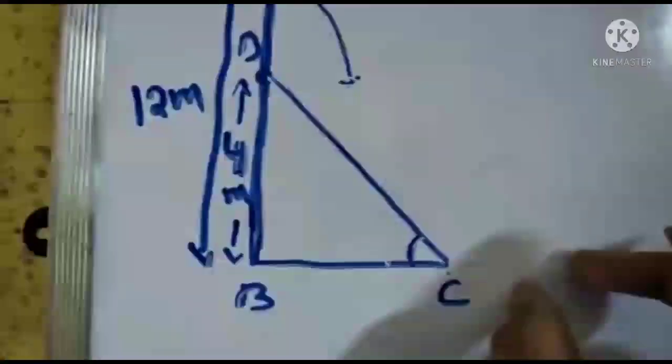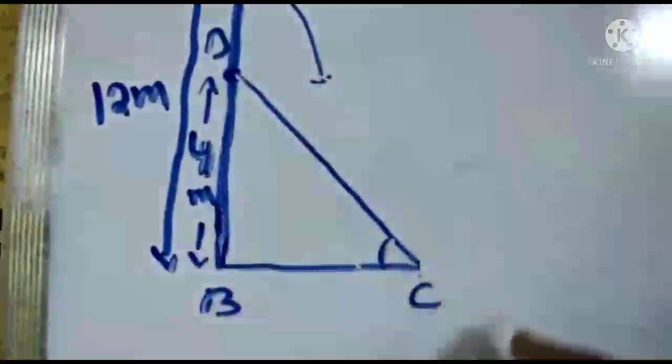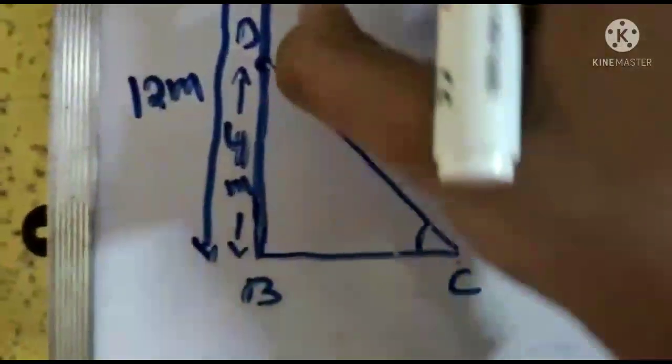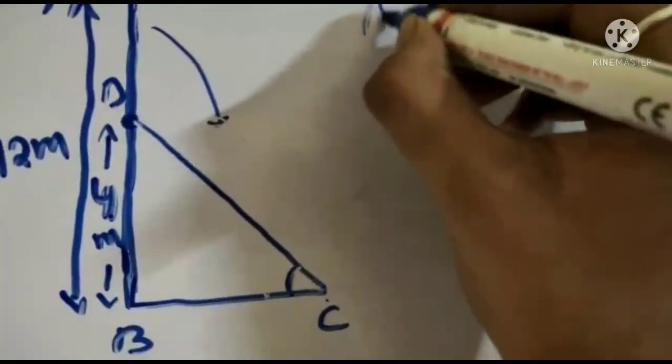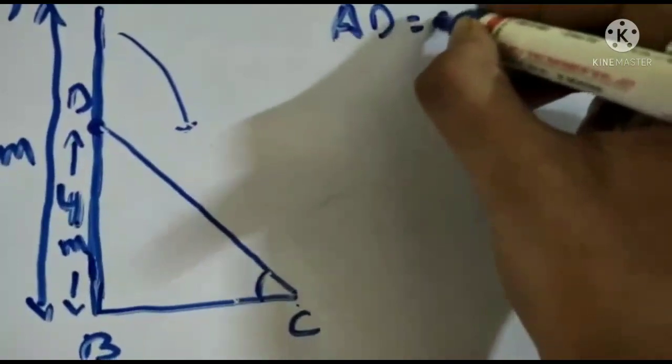So this pole is broken down. That means the length of AD will be equal to the length of CD, because these two parts are the same. This part is broken down, that is why I am telling this part and this part are the same. So AD is equal to CD. We can write that AD is equal to CD.